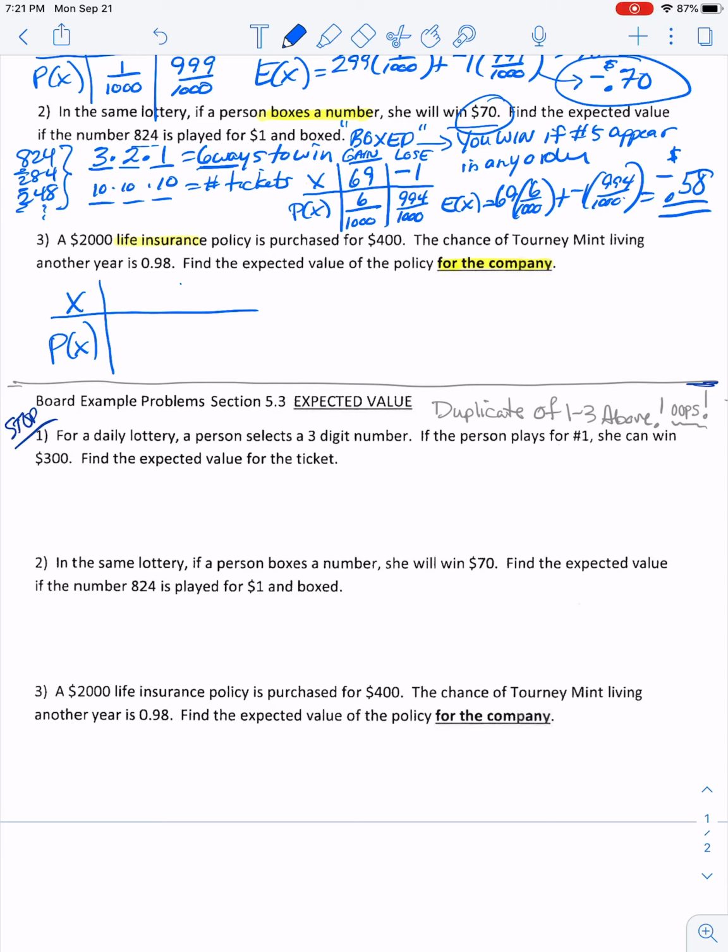And we have to think about, what does it mean to have life insurance? I'm sure a lot of you have never had any encounters with this, so we'll try to explain it. We're an insurance company. We're going to go knock on a door, knock, knock, knock, and say, hey, I'm going to sell you a $2,000 life insurance policy for $400.